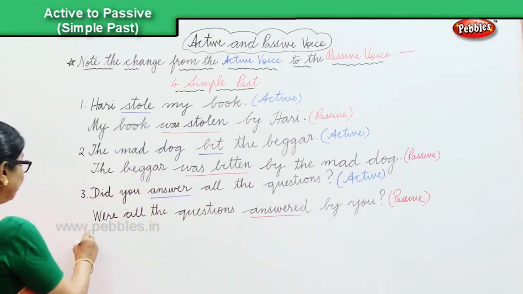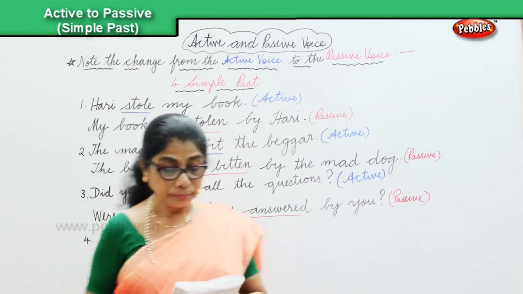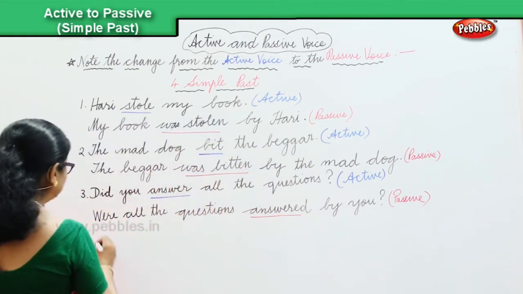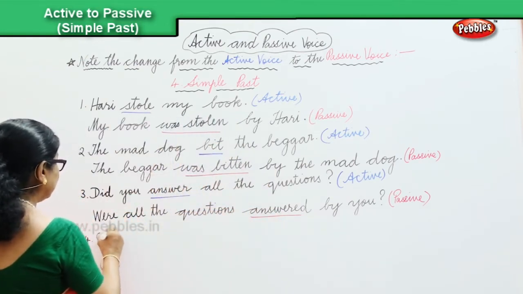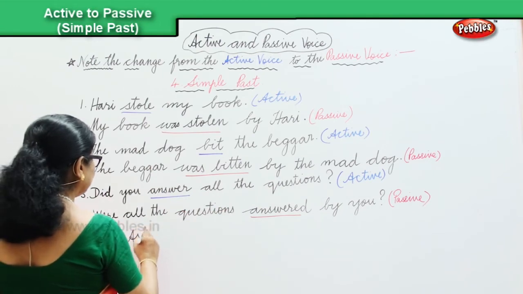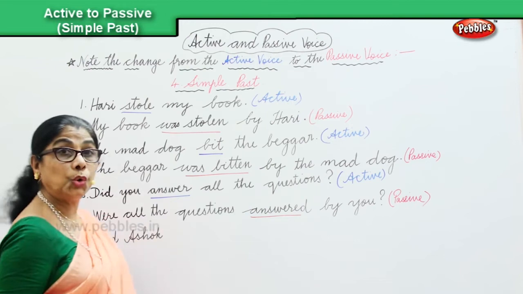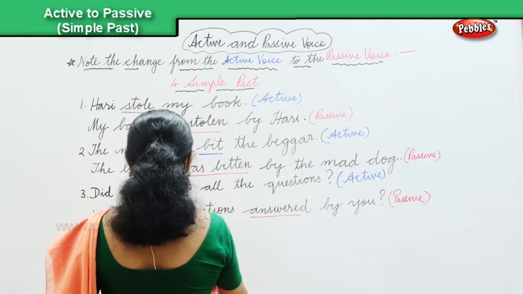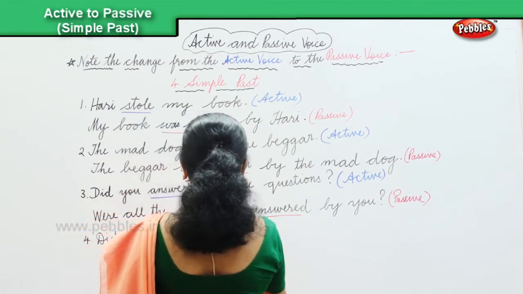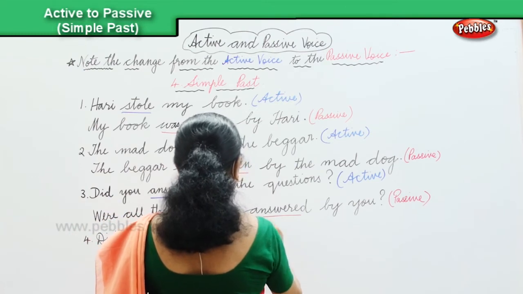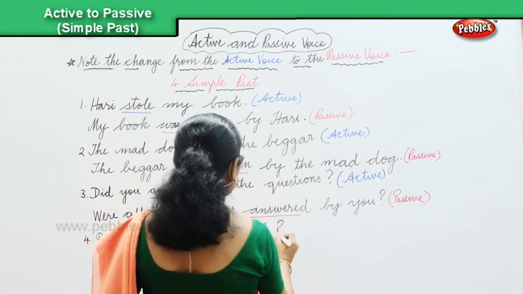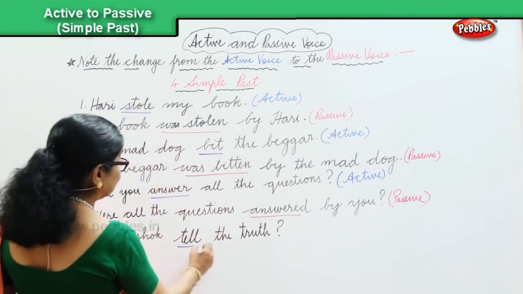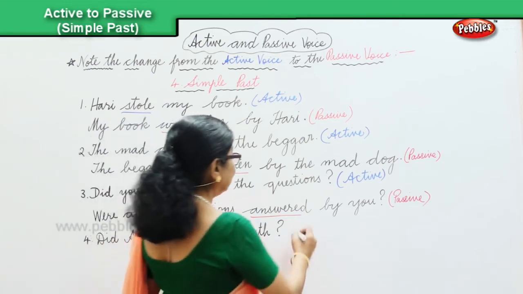Finally, we'll do one more sentence. That's number 4. I have here: Did Ashok tell the truth? Did Ashok tell the truth? And tell. We are doing the simple past. Did he tell the truth? That's the active.